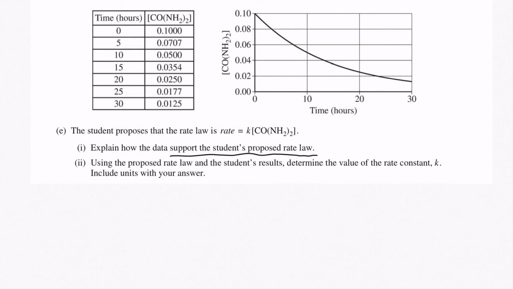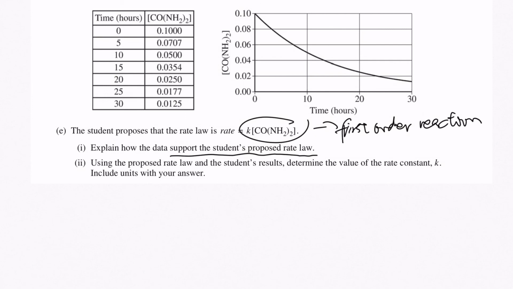So E has 2 parts. The first one asks you to support the student's proposed rate law. From the rate law that is given, we know this is the first order reaction, because of the power it has; it doesn't have a 2 or 0 above it. So this is the first order reaction.